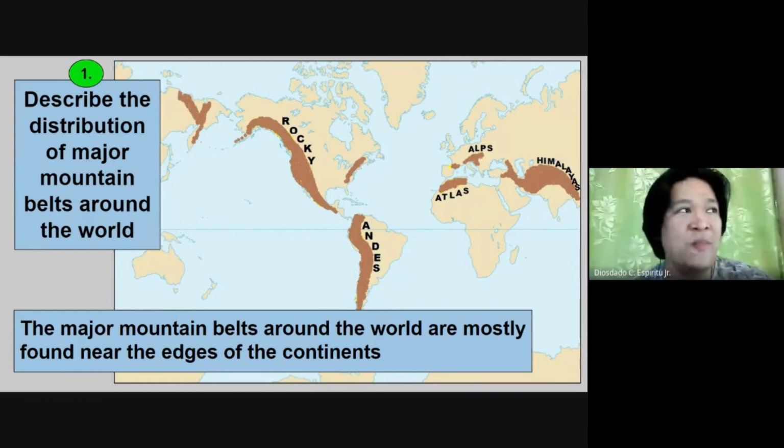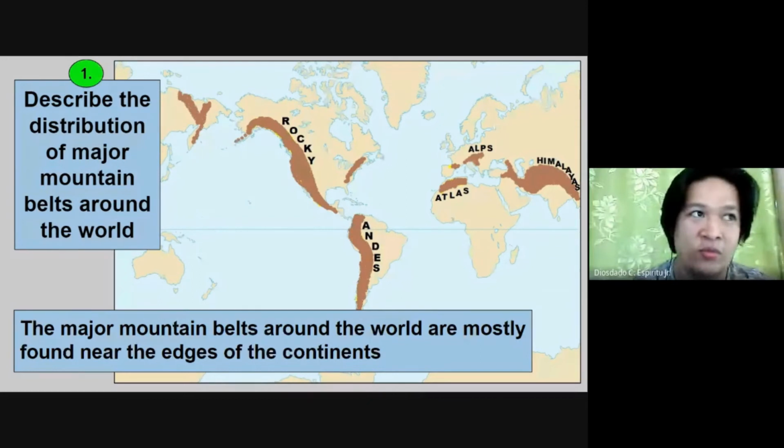Where are the other mountains? Can you see mountains at the east side of America? No. Mostly, no. No mountains are found there.